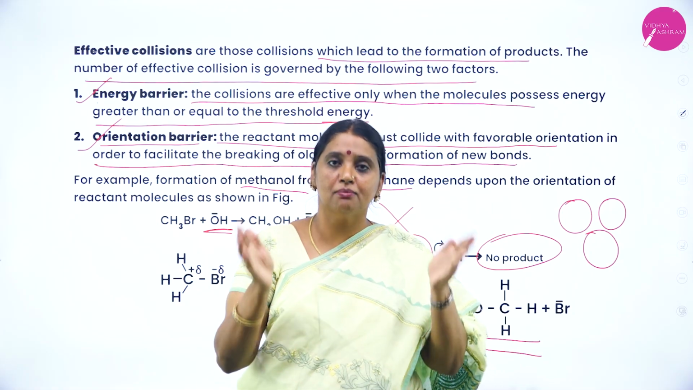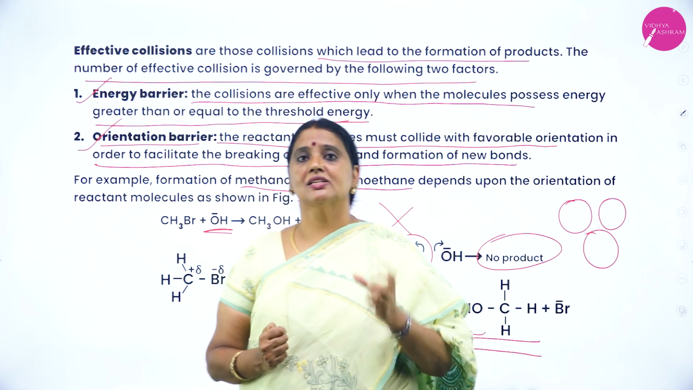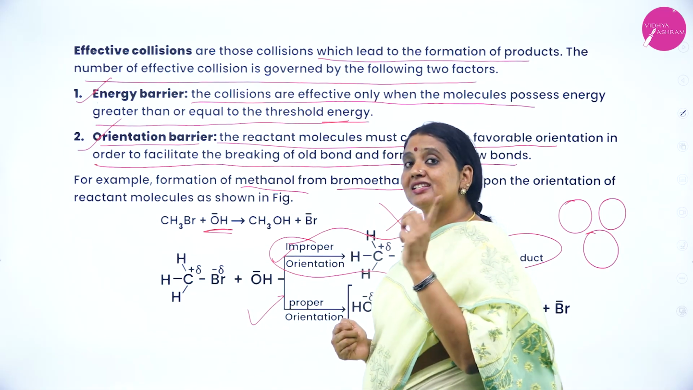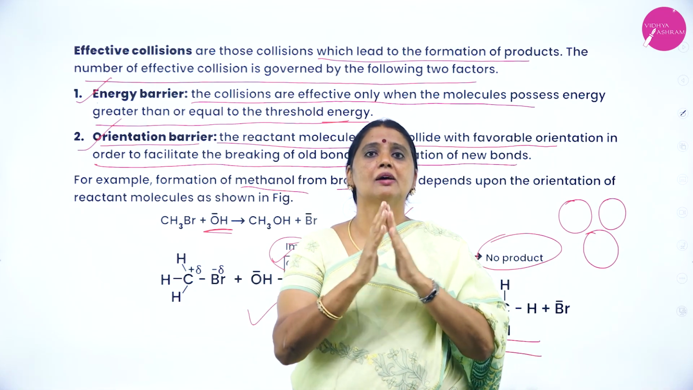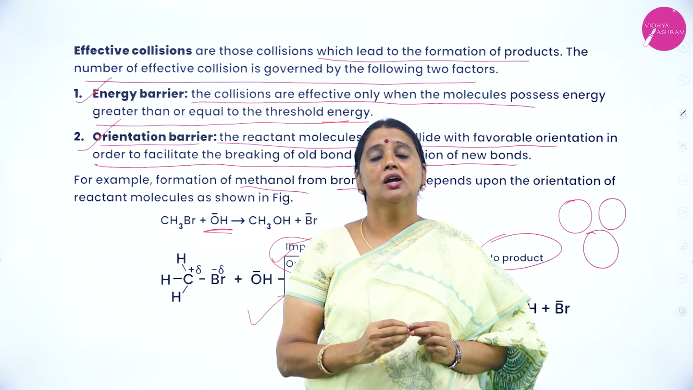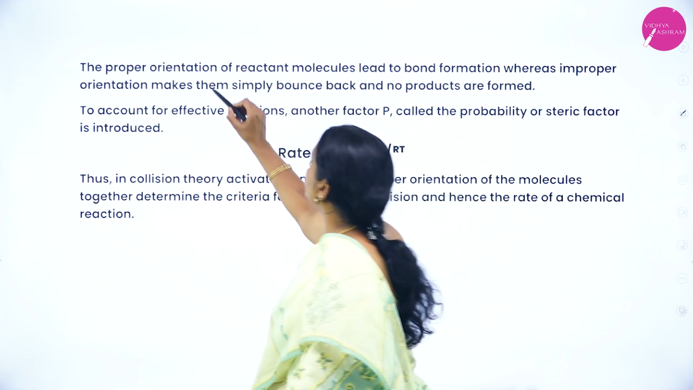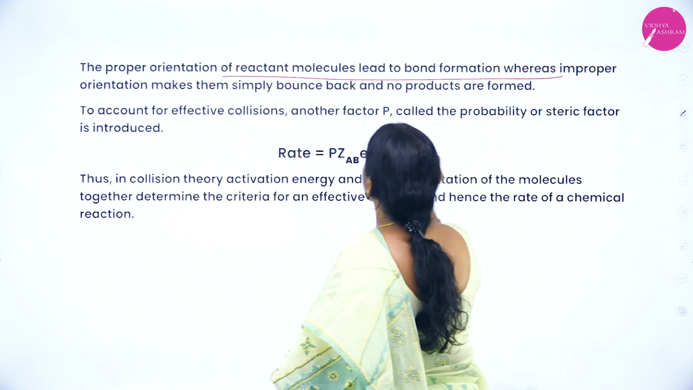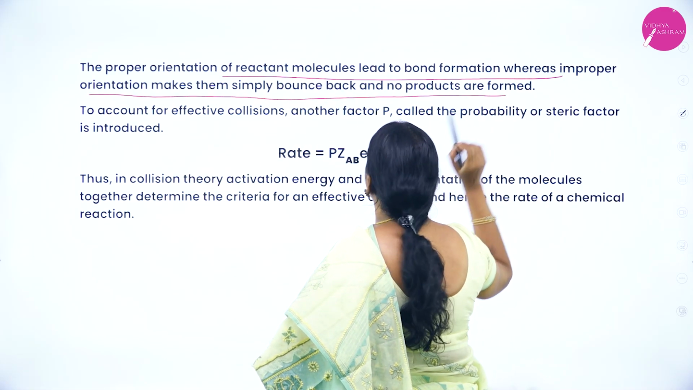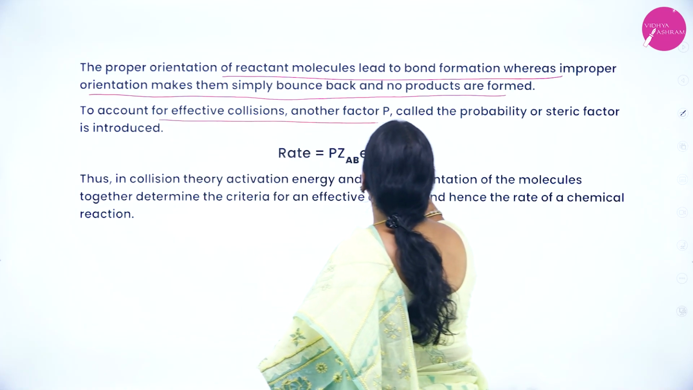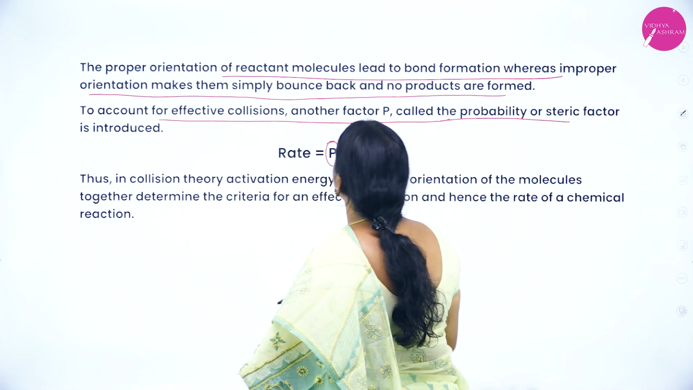Like here also, when molecules are properly oriented, there is formation of product. As well, they must possess energy greater than or equal to the threshold energy, and then only are effective collisions possible. These are the two conditions for a molecule to undergo effective collision. Proper orientation of reactant molecules leads to product, while improper orientation makes them simply bounce back and products are not formed. To account for effective collision, another factor P is introduced, called the probability or steric factor.